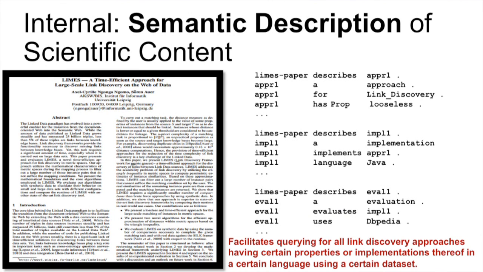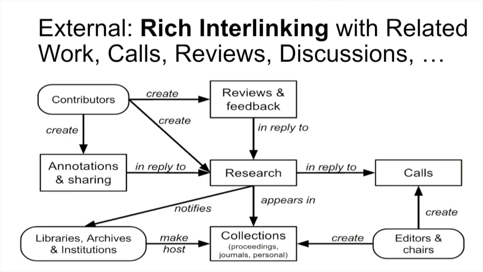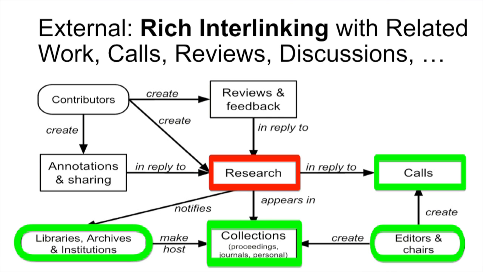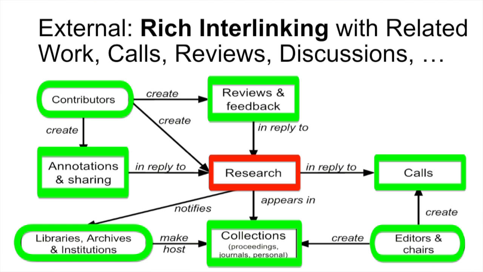So this is a bit the internal view, that we internally represent documents, articles, and add more semantics to them. But of course also externally, interlinking it, giving it more context with related work. So here you see a small graph which describes, for example, research which is published in reply to a certain call. It appears in a collection which has editors and chairs who create these proceedings, which is then hosted at some library or institution. We have certain annotations which are created by contributors. There's feedback and reviews which are maybe attached to the document. So there's a number of pieces of information also surrounding research documents which can be interlinked and represented in a semantic way.